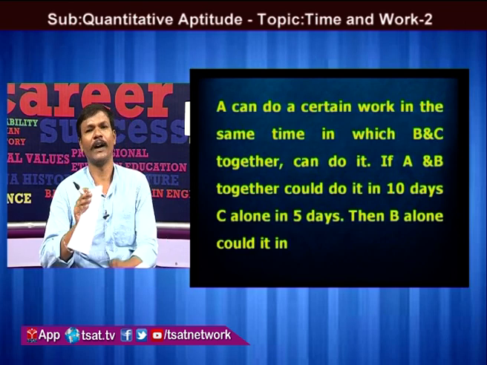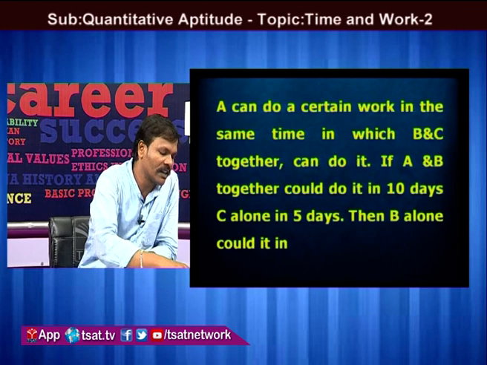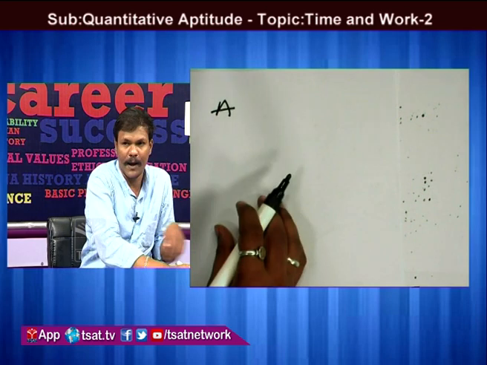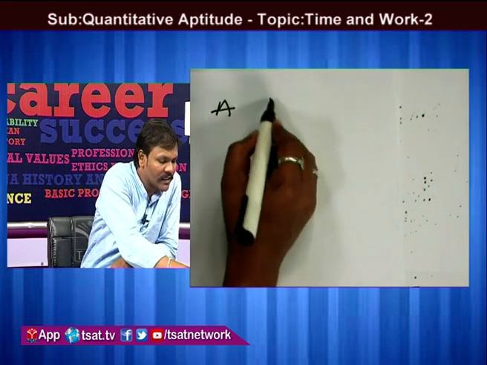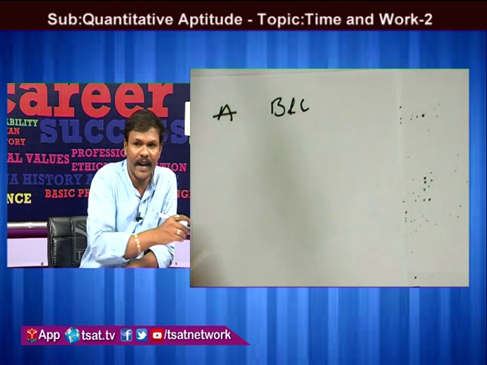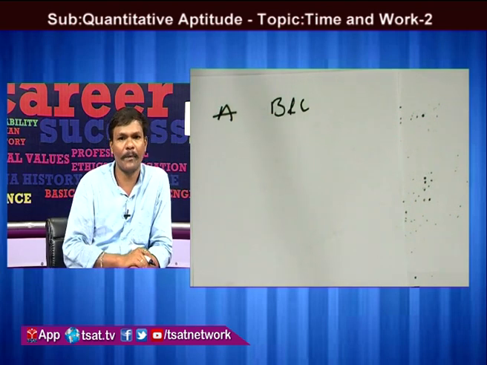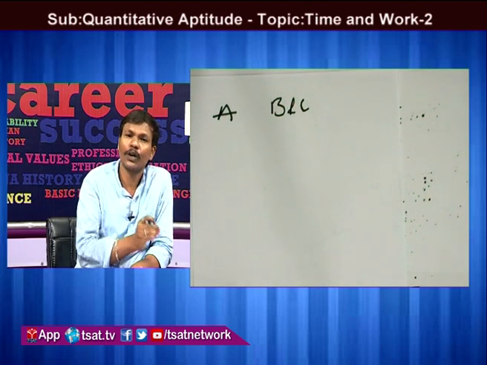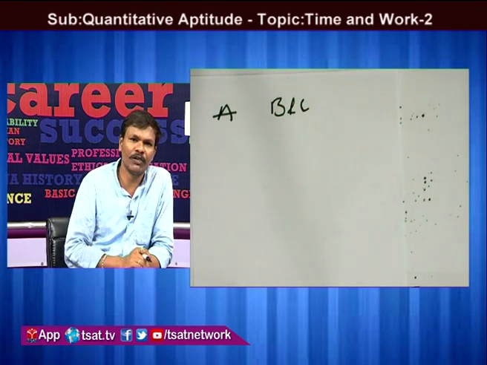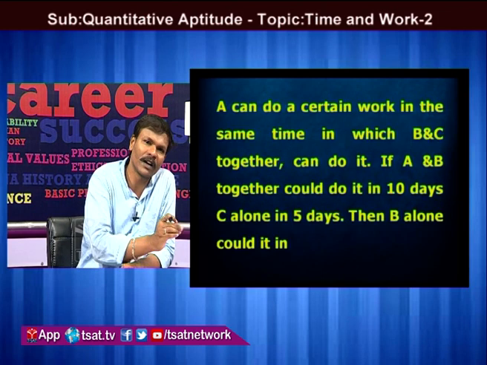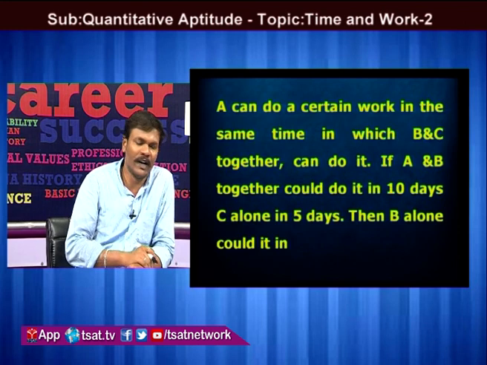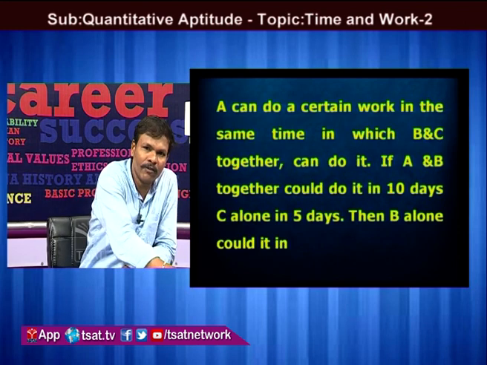So, first we have to find out what the analysis is. A's number of working days is the same as for B and C together. If B and C together work 10 days, A works 10 days. If B and C together work for 20 days, A works for 20 days. If B and C work for 15 days, A works for 15 days. The values for B and C working together and A's working days are the same.